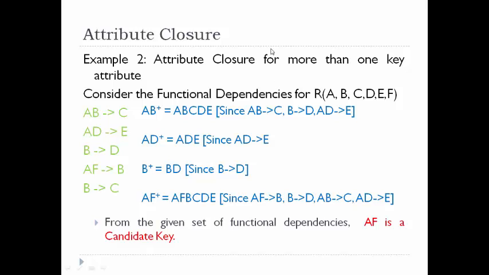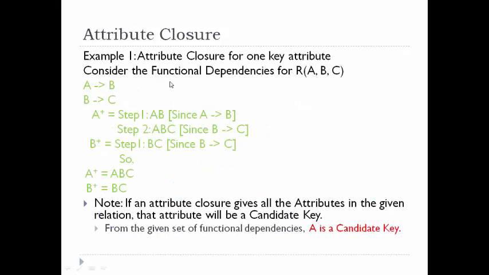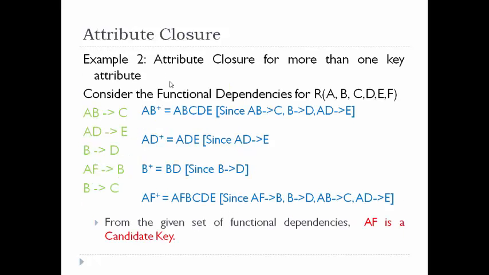Now coming to the second example of the attribute closure. In the first example we have seen that the attribute closure has only one attribute on the left. What if we have more than one attribute on the left? How we are going to find the closure is what we are going to discuss now. So let us consider the schema A, B, C, D, E and F, and let the functional dependencies be AB tends to C, AD tends to E, B tends to D, AF tends to B, B tends to C.